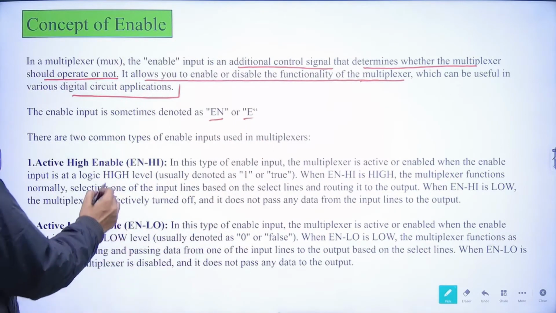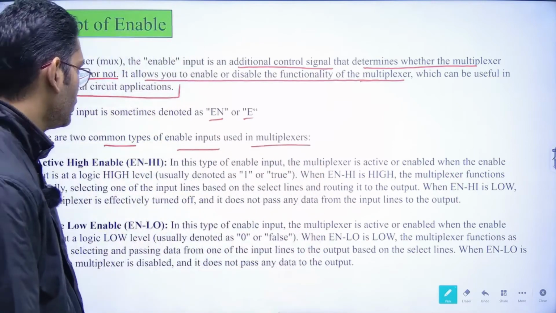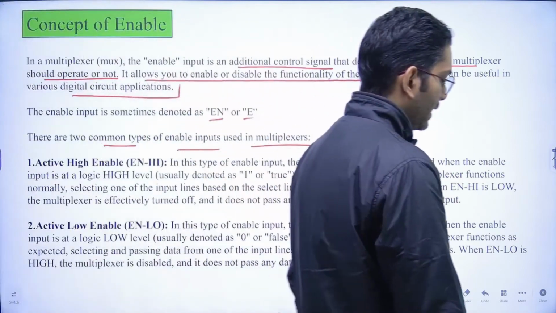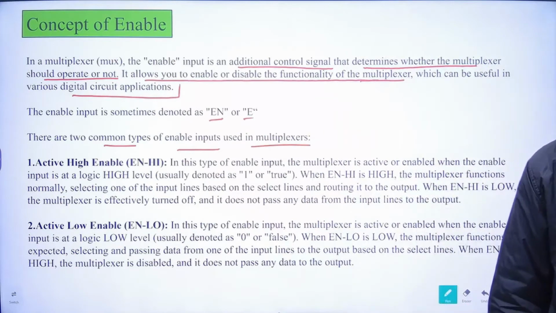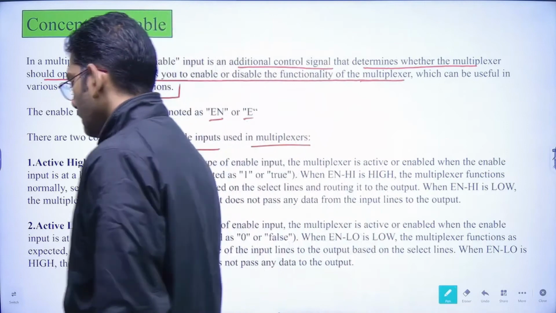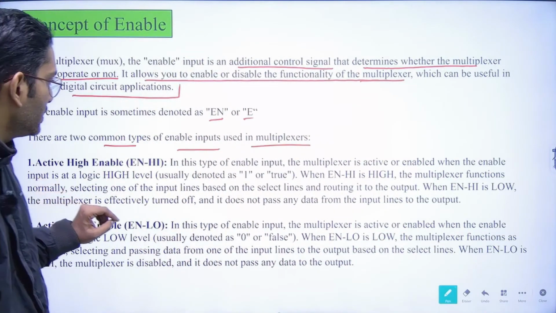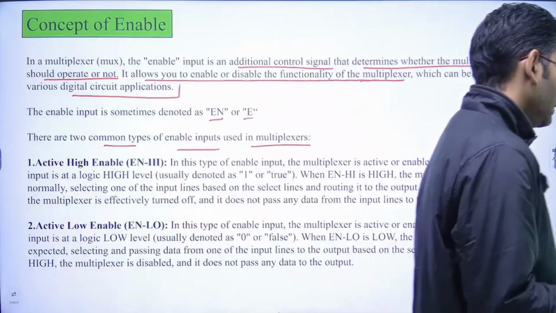There are two common types of enable inputs used in the multiplexer. One is active high enable and the other is active low enable. Now, what happens with the active high enable?